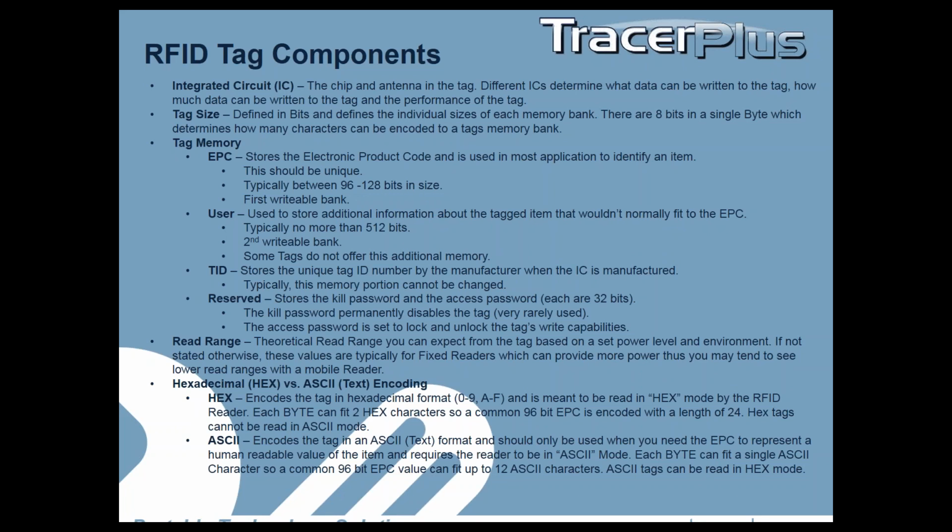ASCII tags can actually be read in hex mode, but they will be read as their hex representation. So for example, if you encoded a tag in ASCII with a value of 1, that would actually be read in hex mode as 31. That is the hex representation of the ASCII character 1. So that's the basics of hex versus ASCII and why you may want to use one versus the other.